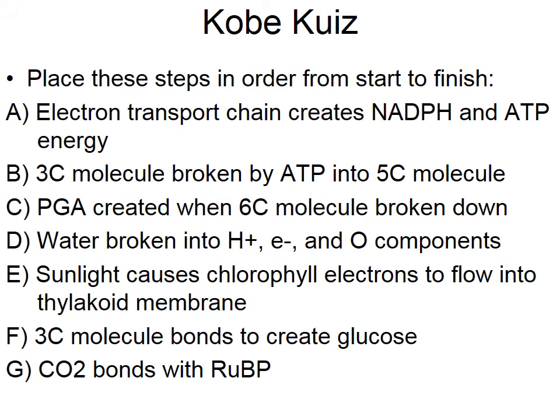So instead of the usual practice quiz at the end, how about this instead? I've given you 7 steps of photosynthesis in a random order. Try to put these steps in order. What comes first, what comes second, third, fourth, fifth, sixth, seventh. If you're in my biology class, try this and bring me your answers, and I'd be happy to check them for accuracy.